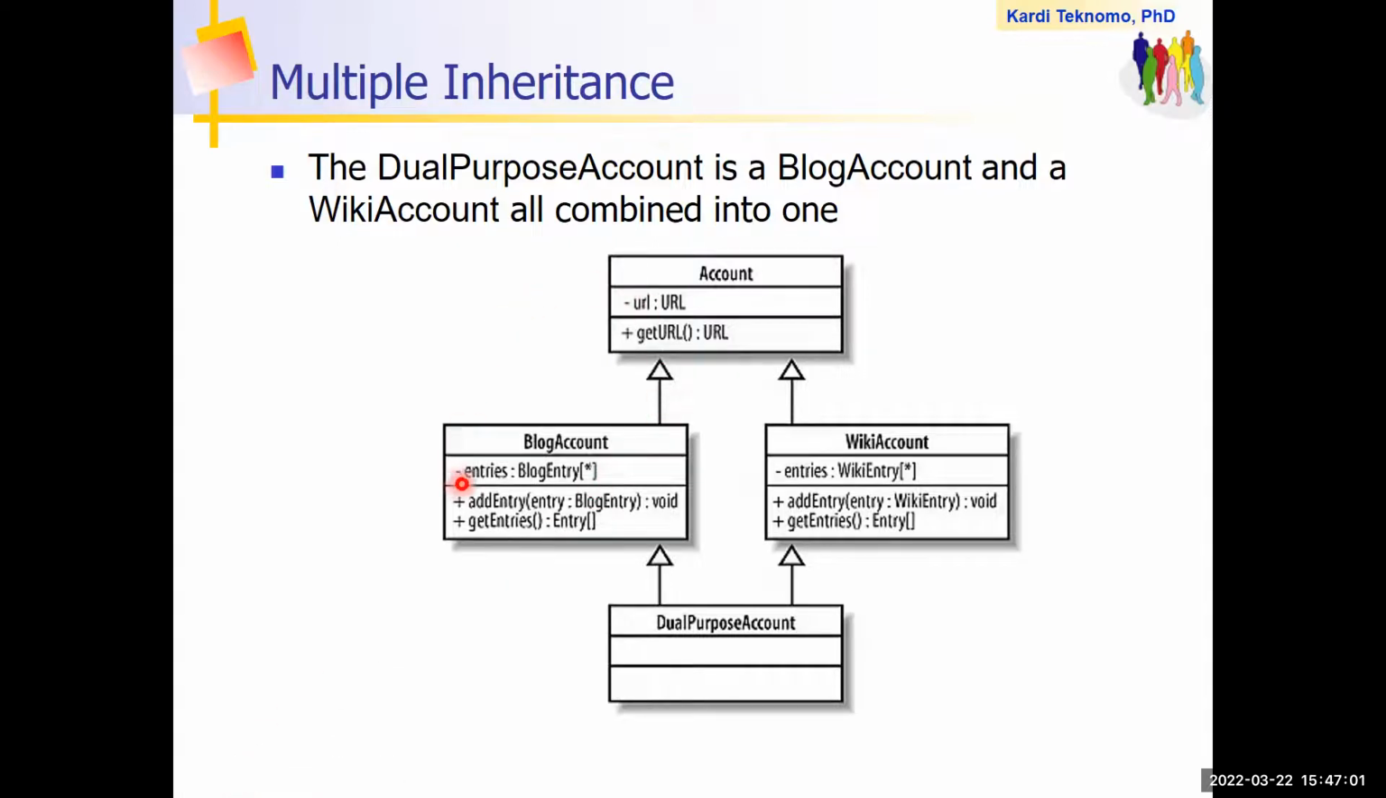Okay, this is another example of what is called multiple inheritance. Yeah, Python allows multiple inheritance. So a dual purpose account here is a blog account and wiki account combined. So this class dual purpose account inherited from blog account and wiki account. In Python, what you will do if you inherit is in the class, this is what you will put.